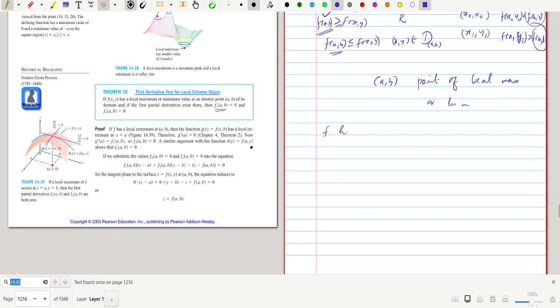If f has a local maximum at (a, b), or f(a,b) is the maximum value, in this case you can easily infer that the partial derivative of f with respect to x at the point (a, b) and the partial derivative of f with respect to y at the point (a, b), these two quantities will be zero. This is what this theorem tells. If f(x,y) has a local maxima or local minima, then the partial derivatives should be zero at that point. This is Theorem 10. We will use this theorem to evaluate the local maxima and local minima.